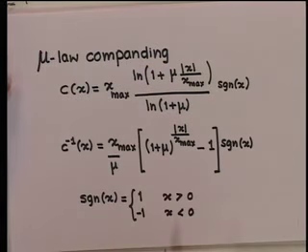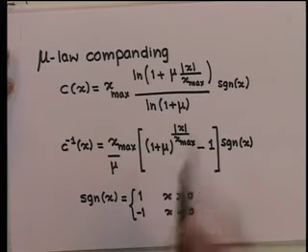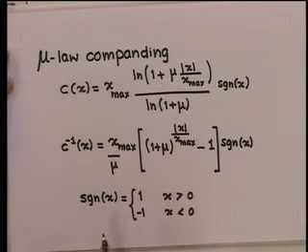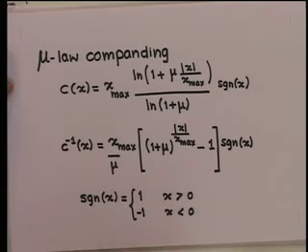Now, two popular practical companding characteristics are as follows. One is known as mu law companding, because the characteristic is a function of a parameter mu, and it is given here. And this is the inverse characteristic, that is the expander characteristic, where signum x is equal to 1 for x greater than 0 and minus 1 for x less than 0.